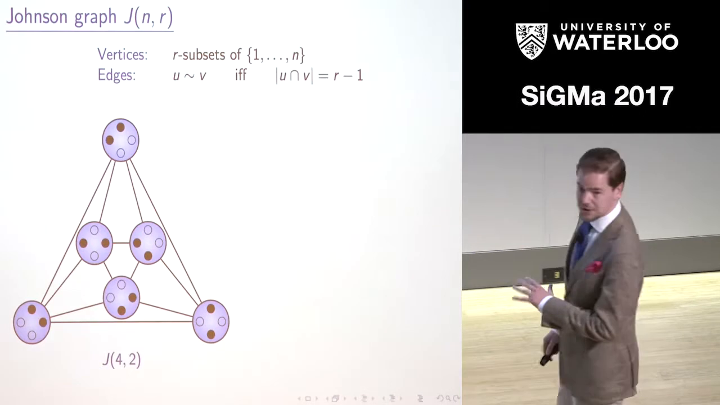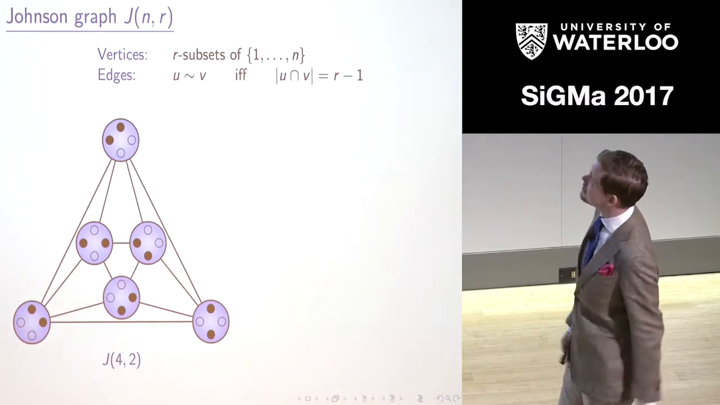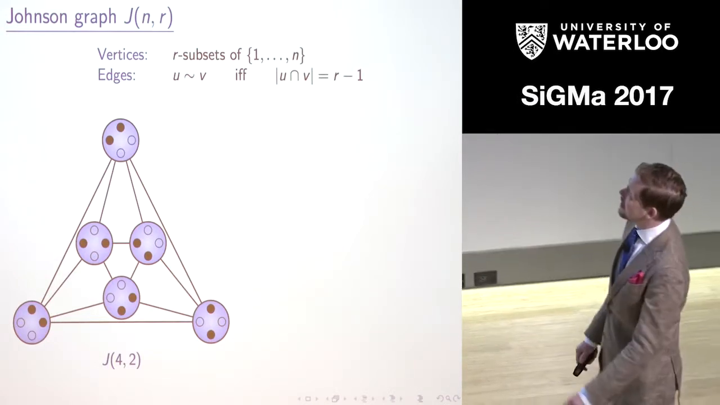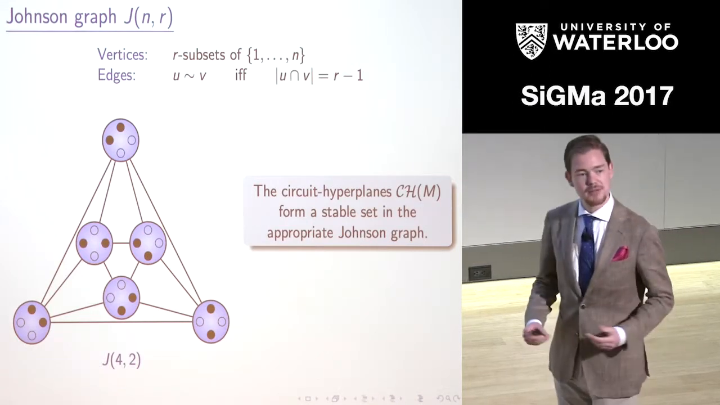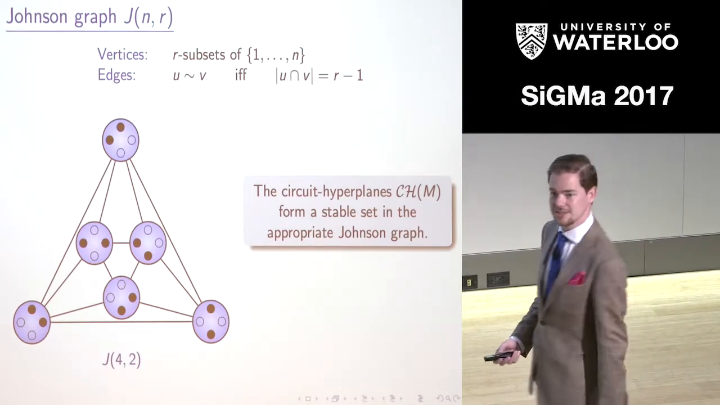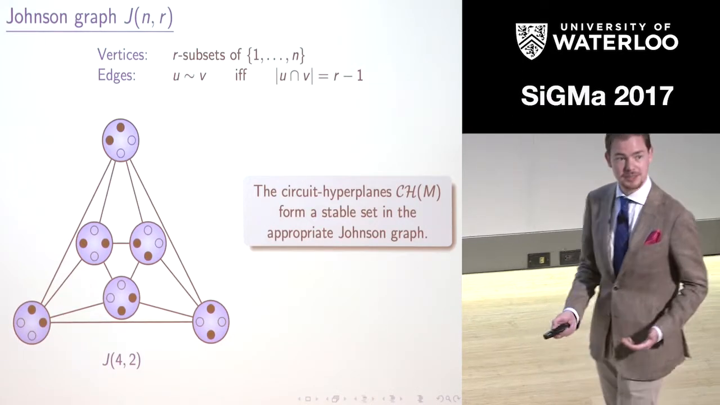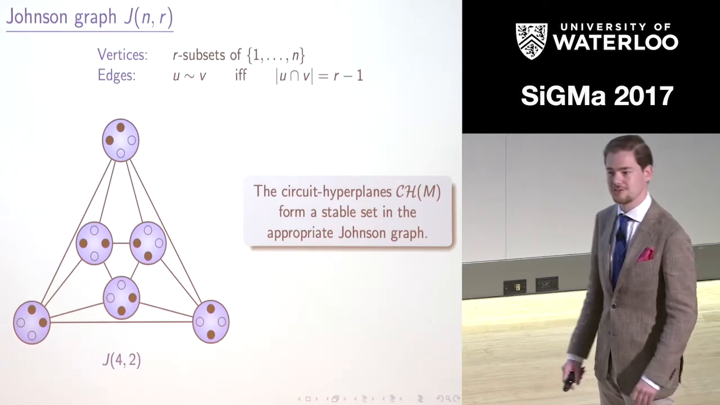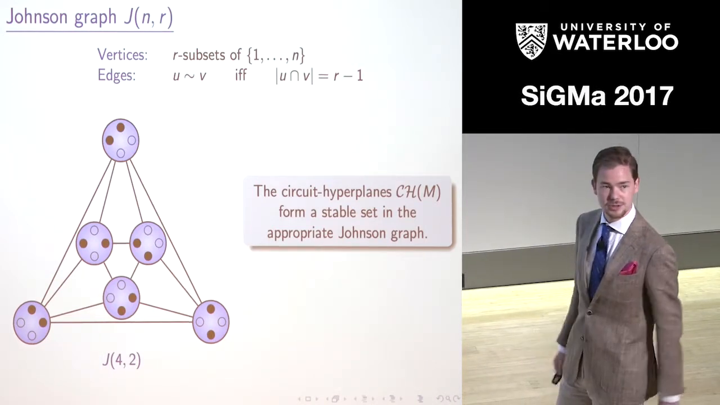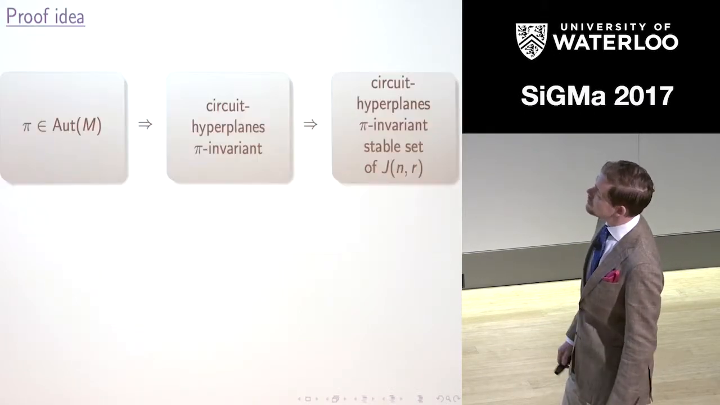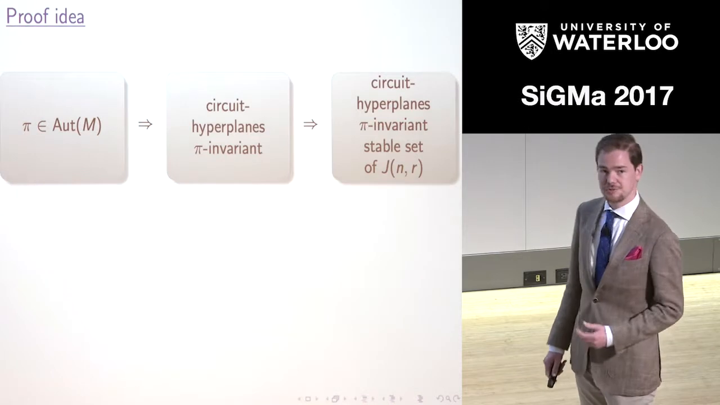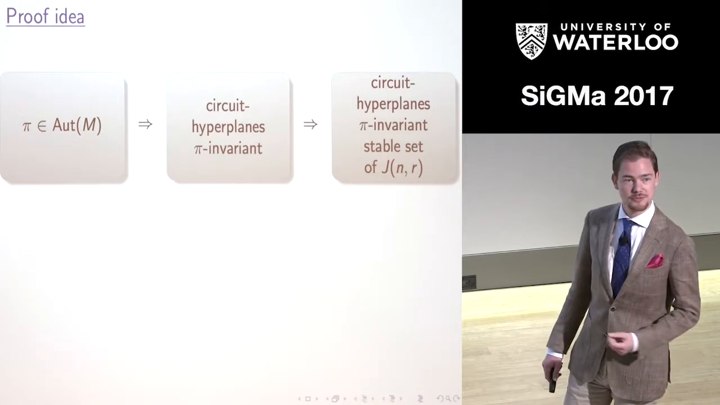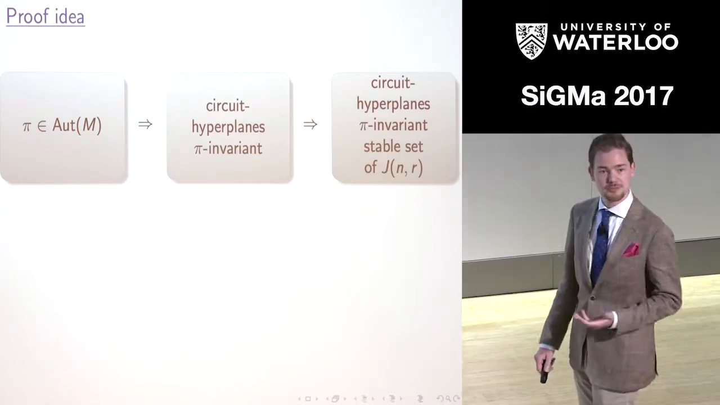All right, so I'm going to need some stuff about the Johnson graph. Well, you've all heard the definition of the Johnson graph. Here's the nice picture again. And actually what we're going to use is that the circuit hyperplanes of the matroid form a stable set in this Johnson graph. So that's sort of a weaker statement than what Rudi talked about, where sparse paving matroids are precisely the stable sets in the Johnson graph. Here we are just concerned with circuit hyperplanes. So the proof goes roughly as follows. So suppose that we have a candidate automorphism pi, and this is indeed an automorphism of the matroid M.